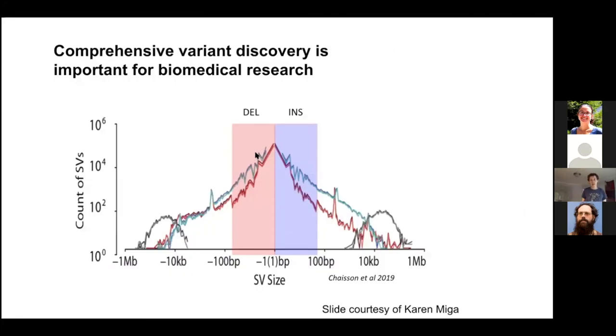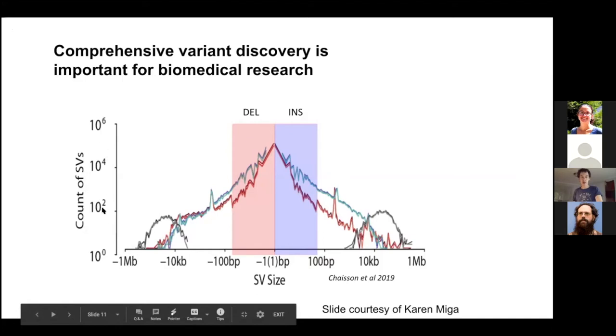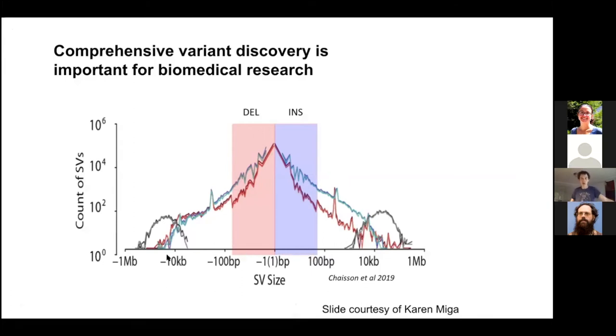The problem is that there are many, many variations in terms of total number of bases. This is a log-log plot, with a log scale for the number of variations, and here the sizes of the variations, insertions on this side and deletions on this side. You can see that in terms of numbers of bases, there are more bases in these large, relatively few events than in the smaller variations combined. As a result, when you try to map a read with a 100 base pair insertion in it, most of the read is taken up with the inserted sequence, so you can't map it to the reference, and you can never find that variation.